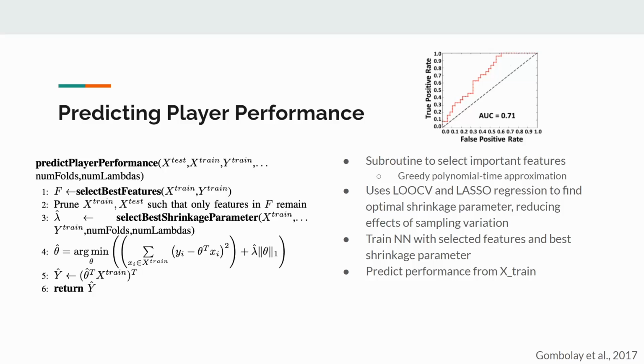Then the algorithm uses leave one out cross-validation, or LOOCV, and lasso regression to find the best shrinkage parameter given the folds. The shrinkage parameter is used to reduce the effect of sampling variation, which can significantly affect the trained model. As Nick was talking about earlier, there's going to be variations in the data provided. These features and the shrinkage parameter are then used to train the neural network in step 4, and the X-train set is then used to predict performance of the model.